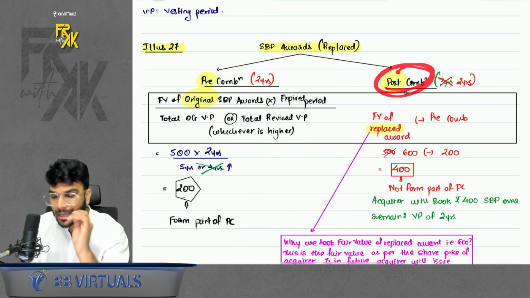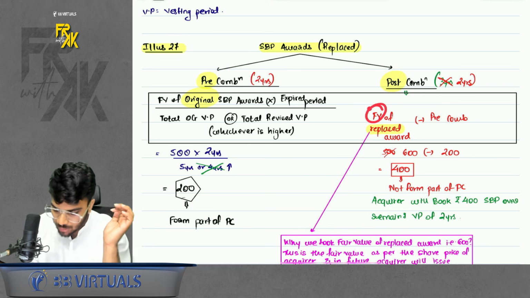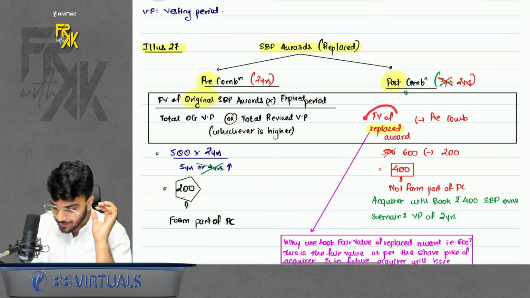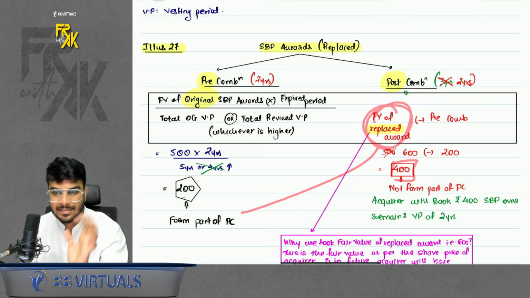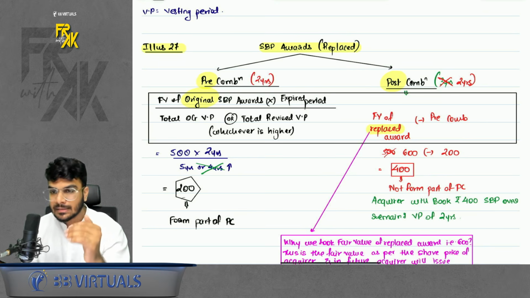Do remember, when you calculate the value of post combination, you will not take fair value of original award, you will take fair value of replaced award minus the amount you booked in pre. Whatever balance is there, this will not form part of PC. This is the amount that the acquirer will book over the remaining vesting period.